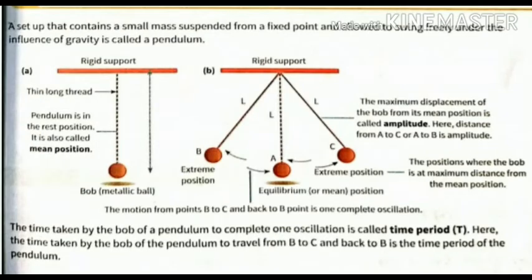Now see the diagram of the pendulum. Some terms I want to explain to you. What is mean position? In part A of the diagram, the pendulum is in rest position. So this is the mean position. Now what is amplitude? For amplitude, see part B of the diagram. The maximum displacement of the bob from its mean position is called amplitude.